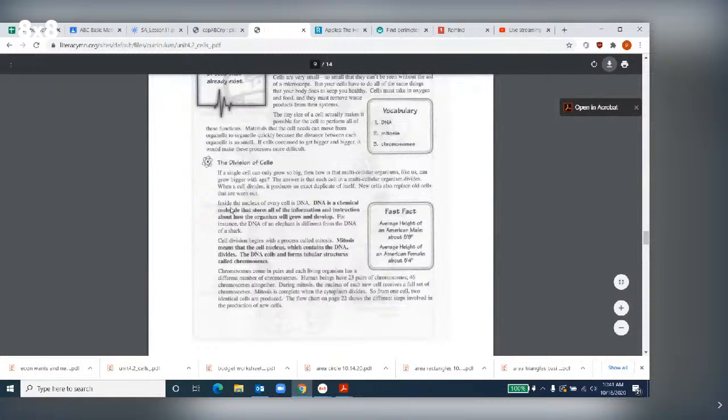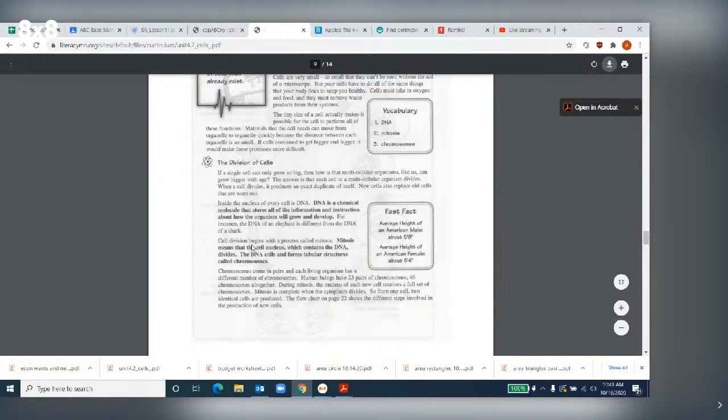Okay, it says inside the nucleus of every cell is DNA. And DNA is a chemical molecule that stores all the information for structure about how the organism will grow and develop. For instance, the DNA of an elephant is different from the DNA of a shark.